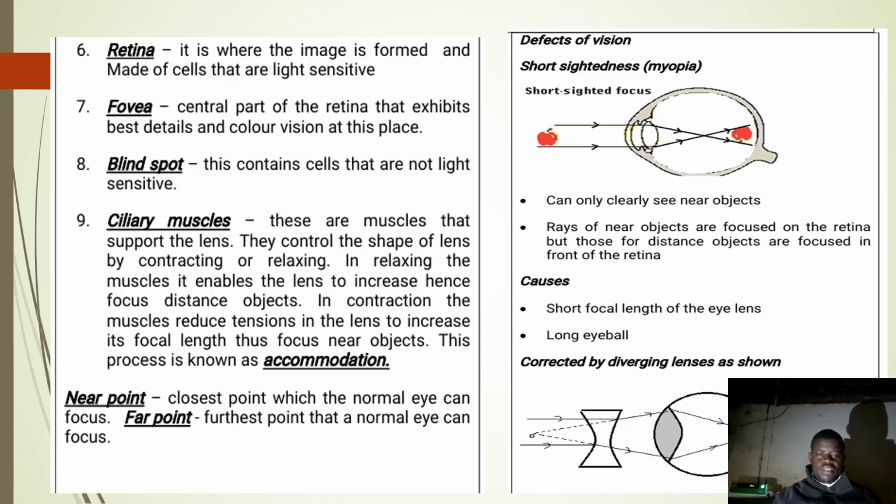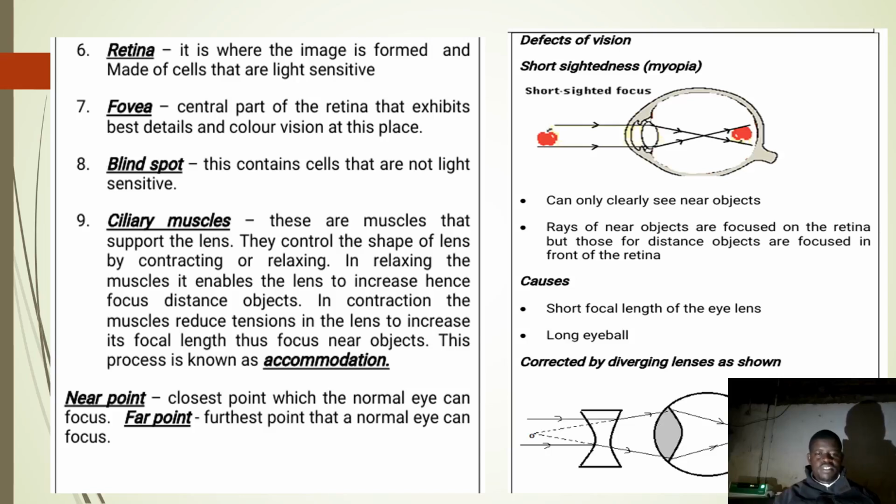Now we have the fovea. The fovea is the central part of the retina that exhibits best details, and color vision takes place at that point. So if you have a problem in differentiating colors, then it means your fovea has a problem. The blind spot contains cells that are not light sensitive.